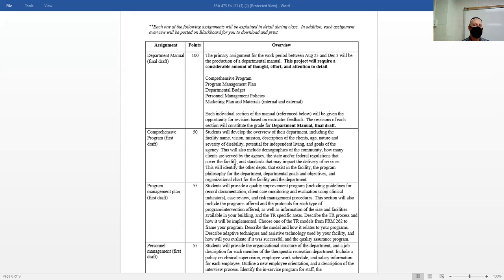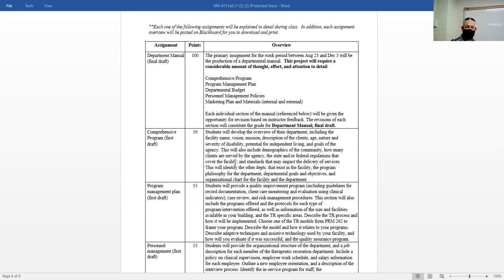Remember, this is a first draft too. So if something's missing and I notice it, this is worth 50 points. If you miss some little portion, and I'm not telling you to half-ass it tonight when you turn this in, I'm telling you to do the best you can. But if you miss some little part, I'll let you know and you can fix it.